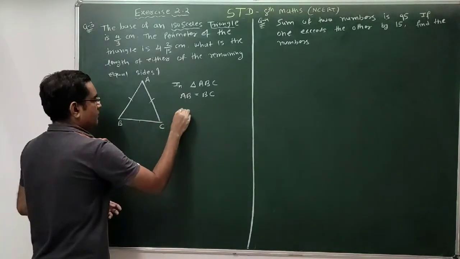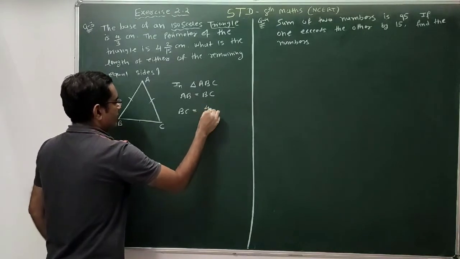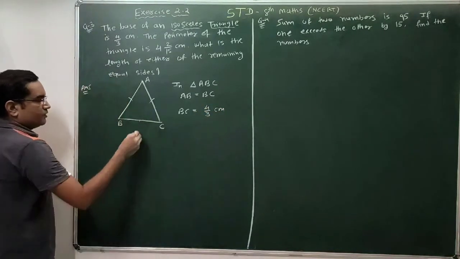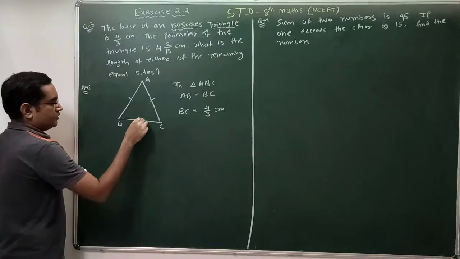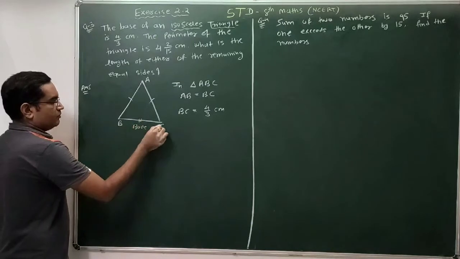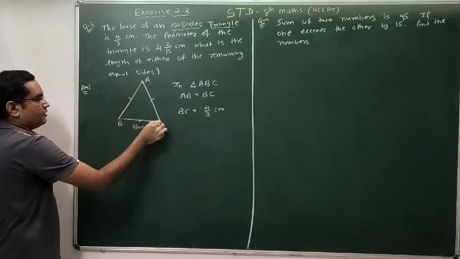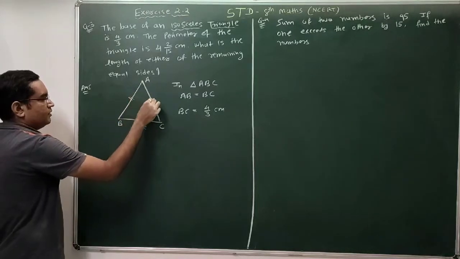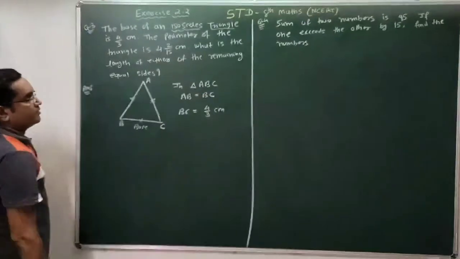So this is base BC. The length of the base is given, which is 4 by 3 cm. This is the base on which the triangle stands. So this is the base. And these two sides, AB and AC, two sides of this triangle are equal. So it's called an isosceles triangle. These are the two equal sides.